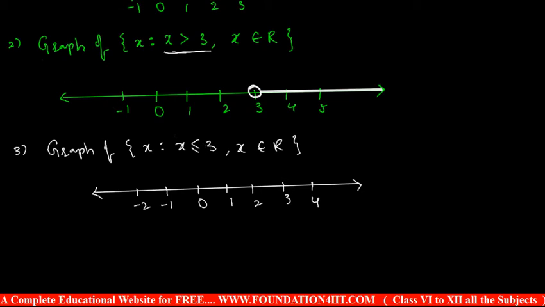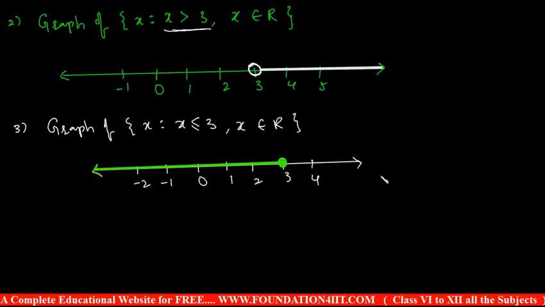That means 3 is included, so we should keep this circle dark. And from here, on the left side, x is less than 3. So till the arrow, you can draw a dark line, until the arrow symbol. If you make it like this, the meaning is that till the arrow mark you make the line. So 3 is also included, the circle is dark. So 3 is included and everything less than 3. X is less than or equal to 3, like this.